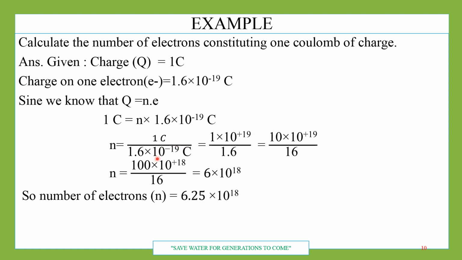Here what I have done, 10 raised to power minus 19, directly it has been taken to the denominator. Simple mathematics. Mathematics is very, very important. Here 10 upon 16 I have done, because the point has been removed, it becomes 10. I am taking 1 0 from this side to this, and it becomes 100. So 100 upon 16 into 10 raised to 18, it becomes 6.25 into 10 raised to power 18.